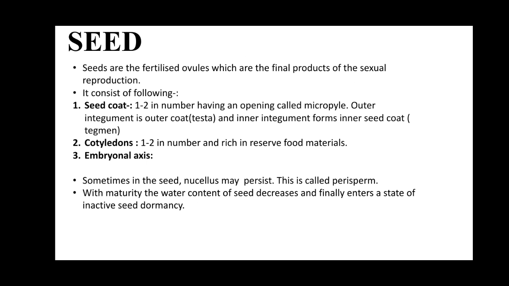Now come to the seed. The seed is a fertilized ovule and is the final product of sexual reproduction. It consists of the seed coat, cotyledon and embryonal axis.